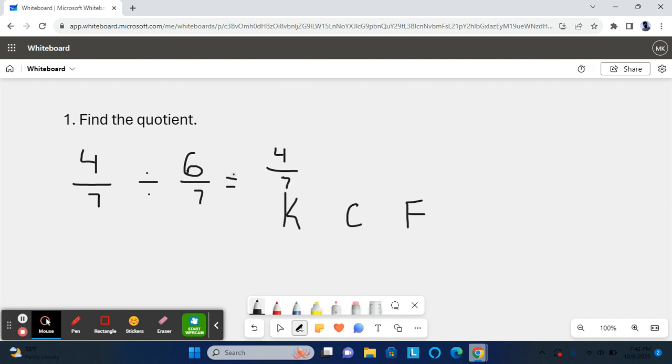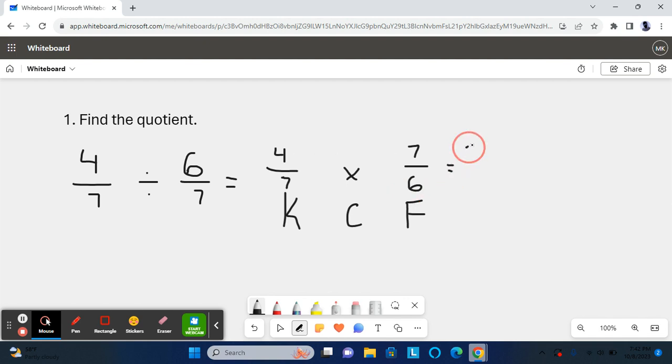So 4 out of 7 stays 4 out of 7. It's kept the same. And then you need to change the division sign into a multiplication sign. And then you flip the numerator and denominator. So you get 7 out of 6 instead of 6 out of 7. And after that, you multiply and simplify.